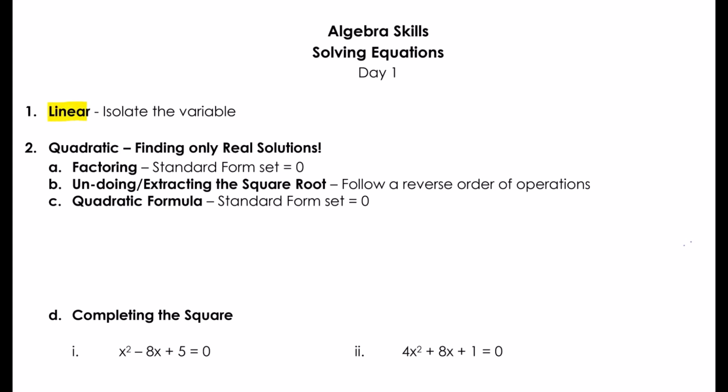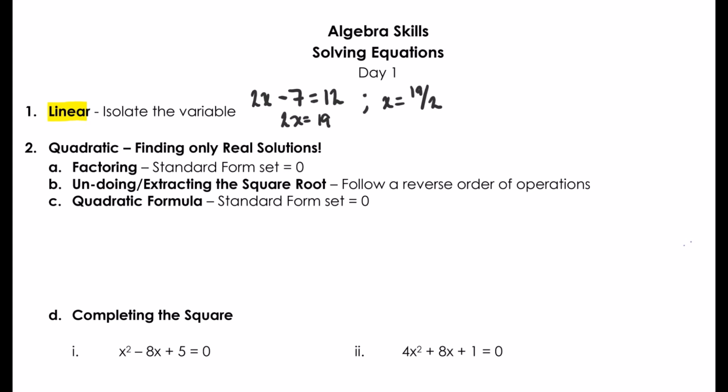When we solve linear equations, we want to isolate the variable, and an example of this would be if I had, say, 2x minus 7 equals 12. I would add 7 to both sides, get 2x is equal to 19, and then divide out the 2, and then get x is equal to 19 halves. Those are pretty straightforward. We've been solving linear equations since we were in middle school.